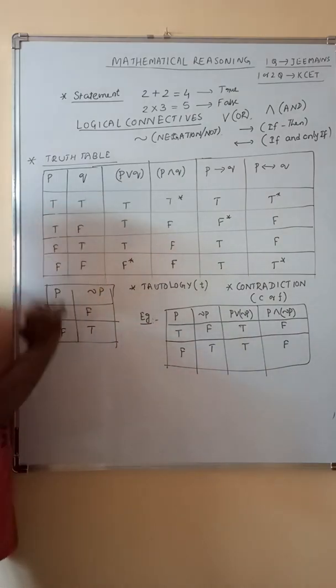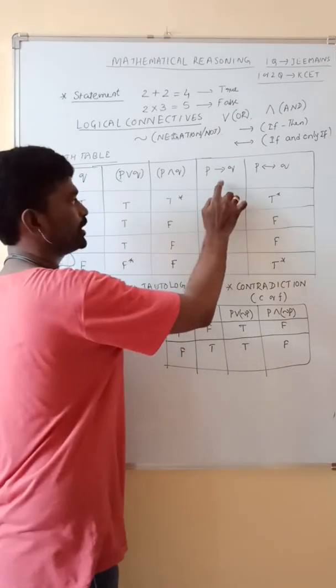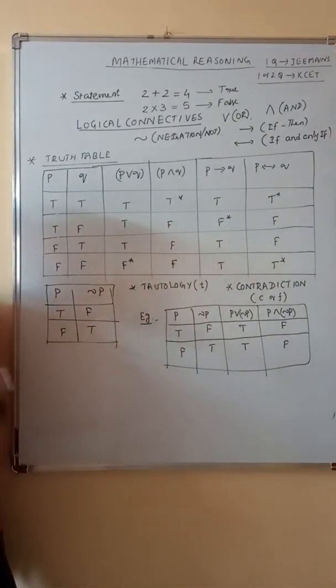So for OR one key point, for AND one key point, for implies, for biconditional, and for negation one key point is there. Just remember that key point, no need to learn this by heart.